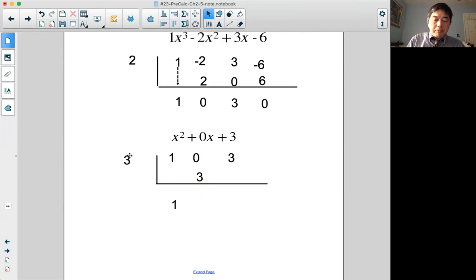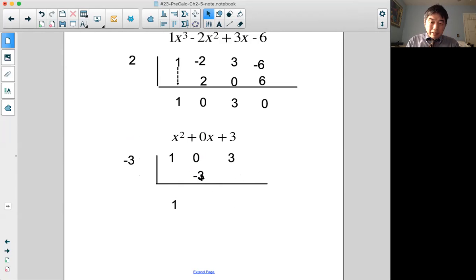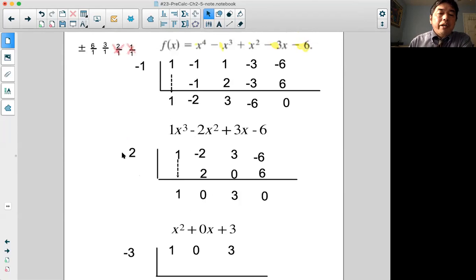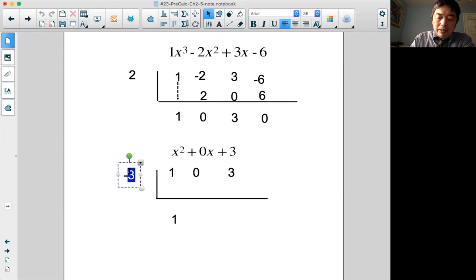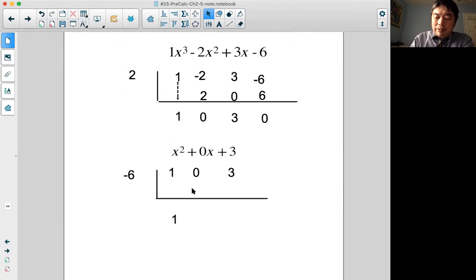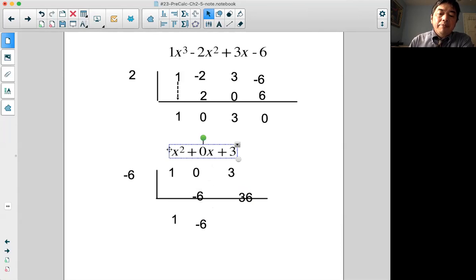How about negative 3? Negative 3 times 1 is negative 3. You add negative 3. Negative 3 times negative 3 is another positive 9, so it doesn't work. So if 3 doesn't work, I don't think it will work on 6. But if it's 6, start from negative 6. Negative 6 times 1 is negative 6 here. Negative 36, right? 3 times 6, so it doesn't work. Positive is the same thing because positive 6 times negative 36, so it doesn't work. So this is the end.